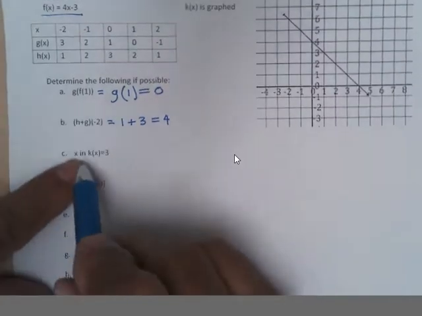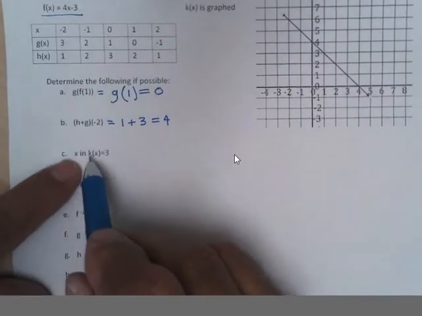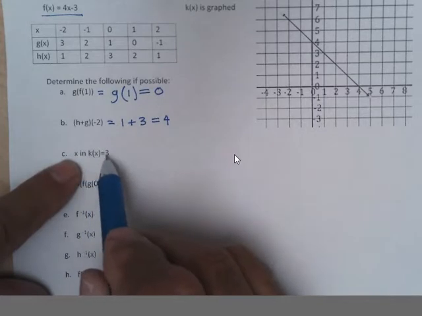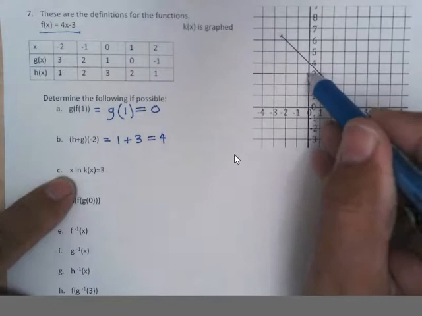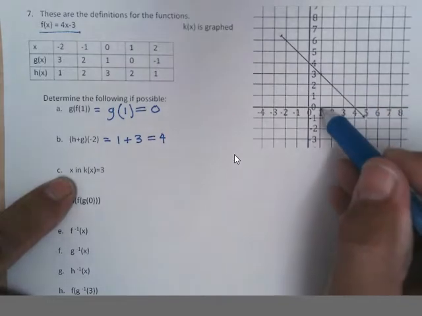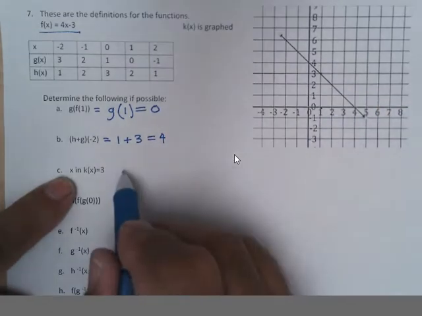This says find the x value where the k value, the height, is 3. So I go over here on k. The height is 3 when the x value is 1.